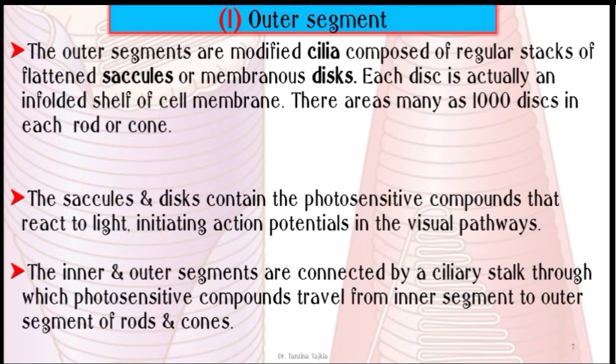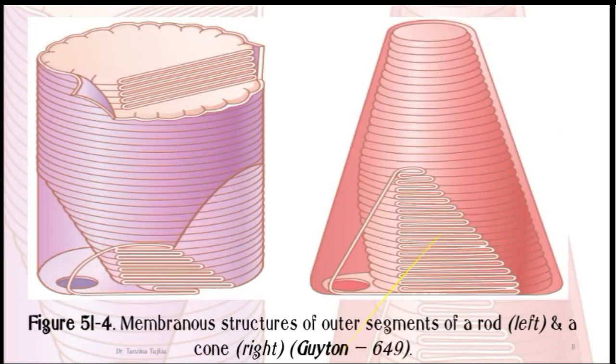The outer and inner segments are connected by a ciliary stalk through which photosensitive chemicals travel from the inner segment to the outer segment in the rods and cones. This figure is also taken from Guyton. This is the rod and cone.